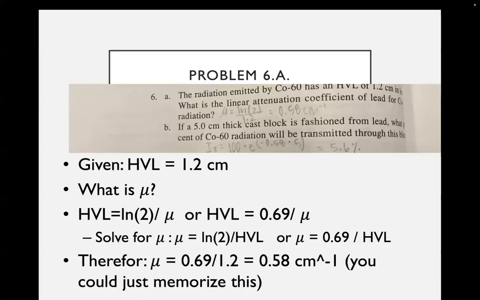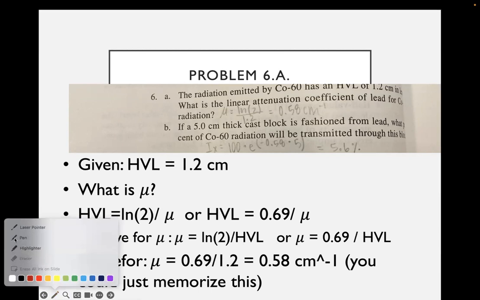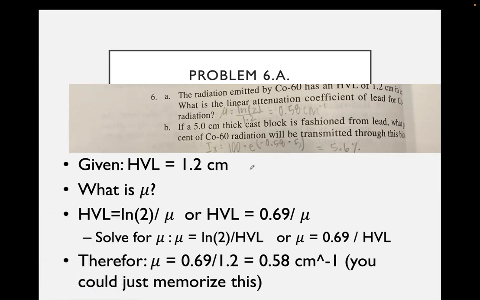So here in this problem, we were given the half value layer of 1.2. It says the radiation emitted by a cobalt machine has a half value layer of 1.2 centimeters. I think it says in lead. What is the linear attenuation coefficient of lead for cobalt? So we were given the half value layer of 1.2.